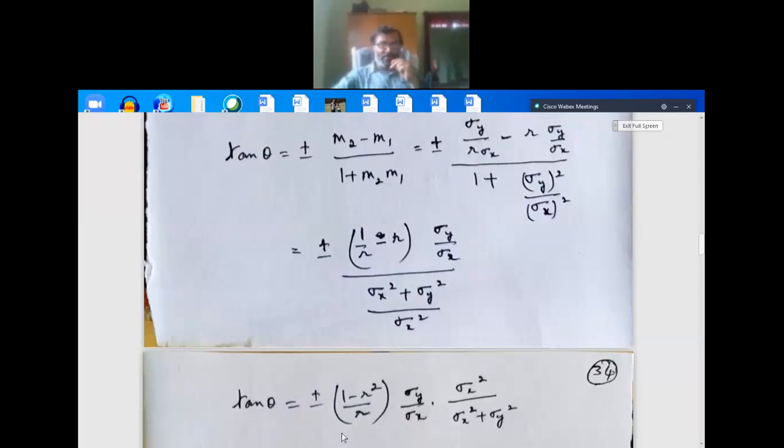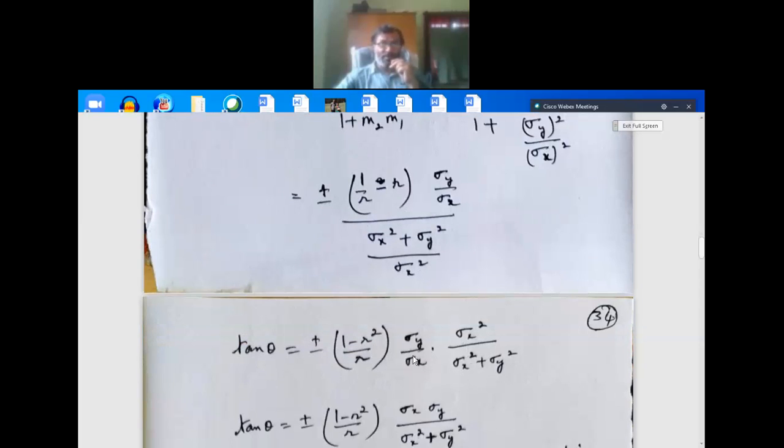So now tan theta will be equal to plus or minus. Here also I take LCM. r is the LCM. 1 minus r squared by r, sigma y by sigma x into, this will be reciprocal. When you divide two fractions, the denominator fraction will be multiplied and it will be reciprocal. So here also it will be reciprocal, sigma x squared divided by sigma x squared plus sigma y squared. You get like this.